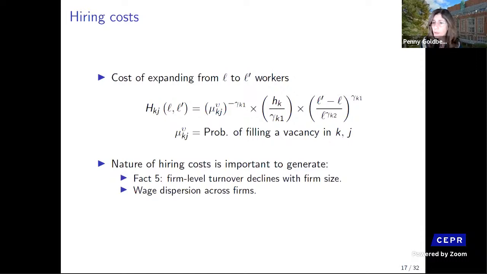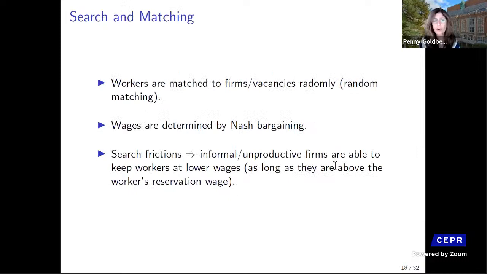Also, depending on the values of these parameters, we may or may not be able to generate wage dispersion across firms. And again, this is important if you want to relate the findings to wage inequality. You need a model that can generate wage inequality. Importantly, we don't impose these parameters, we estimate them, right? But as it turns out, the estimates actually allow us to generate fact 5, and they also generate this wage dispersion I talked about. On the worker side, we assume it's a search and matching model. We assume random matching, so workers are matched to firms and vacancies randomly. And then once they are matched, wages are determined by Nash bargaining. This is a case where there are search frictions, and that means that informal and unproductive firms are able to keep workers at lower wages, okay, as long as these wages are above the reservation wage.